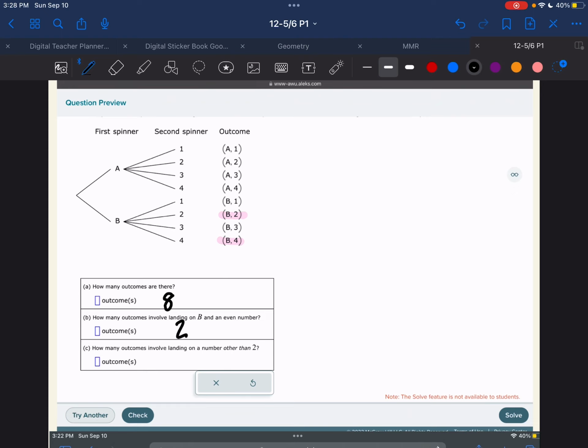The next one is how many outcomes involve landing on a number other than 2. So I do not want to pick anything that has a 2 in it. So that means that I cannot use that one or this one. So there's 1, 2, 3, 4, 5, 6 options that I could use.